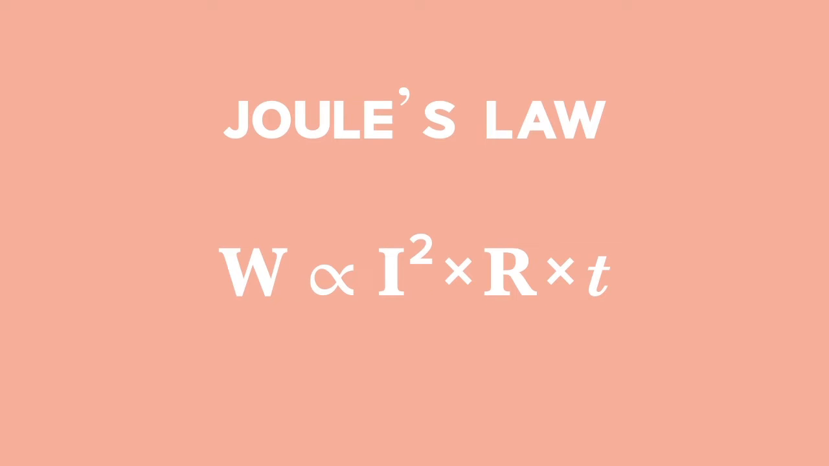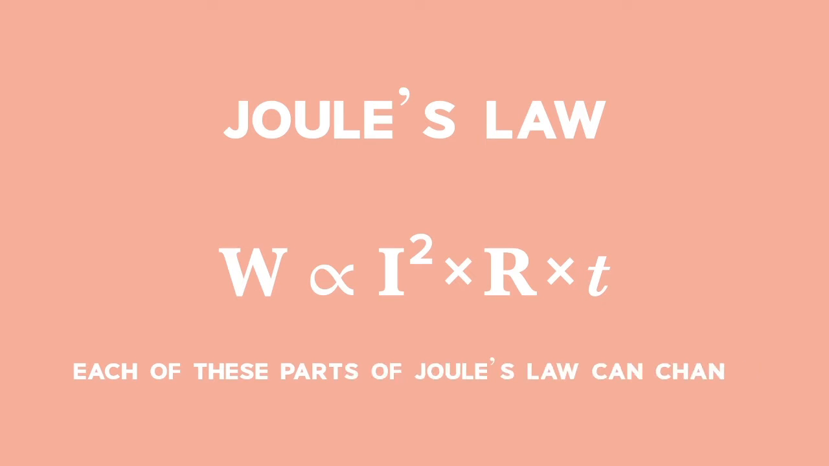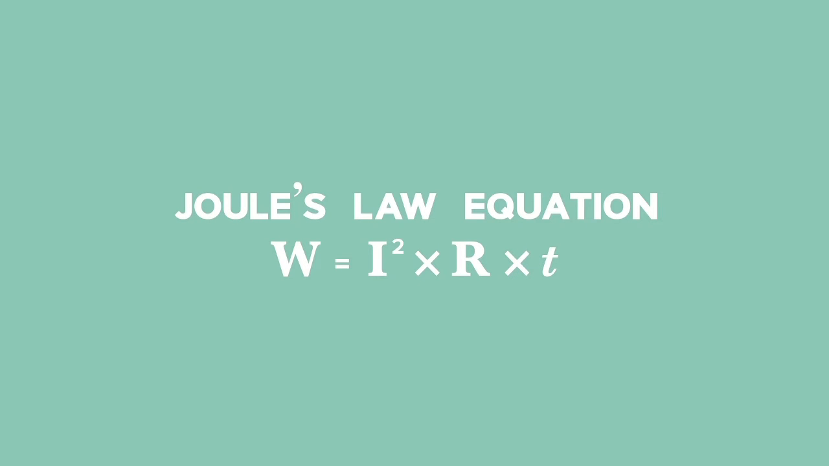Joule's law states that the amount of heat generated in a conductor is directly proportional to the square of the current flowing through it, directly proportional to the resistance of the conductor, and directly proportional to the time for which the current flows. Each of these parts of Joule's law can change the amount of energy being given off. The expression work equals I squared times R times T is known as the Joule's law equation.